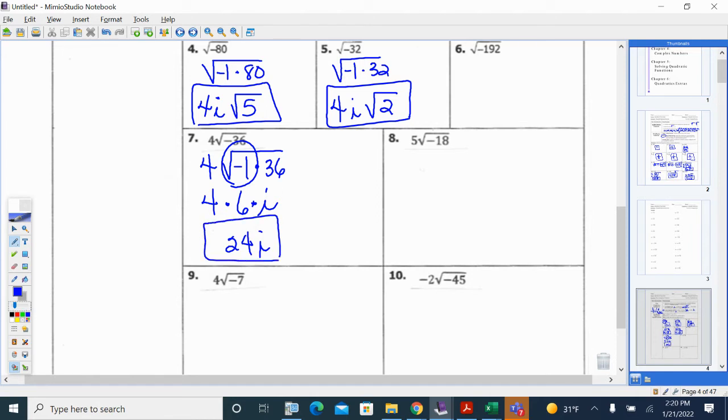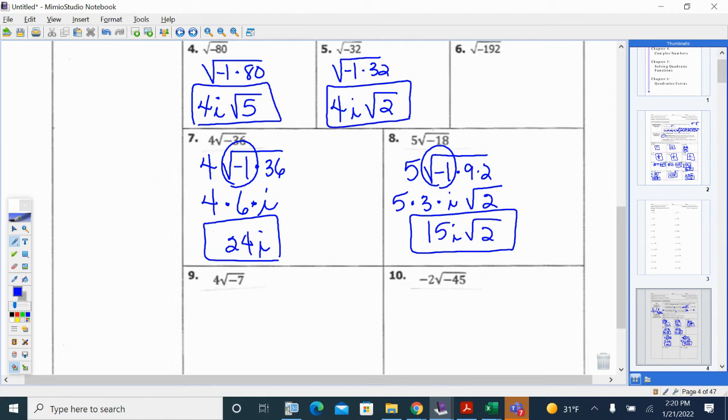Let's look at number 8 really quick. Number 8 has 5 times the square root of -18. So rewriting this is 5 times the square root of -1 times 18. 18 is a small number, I can quickly identify this as 9 times 2, and I don't need the y equals aspect of my graphing calculator. The square root of 9 is 3. So I would have 5 times 3 times the i, square root of -1 is i. And then the 2 is going to stay under. So I have 15i times the square root of 2.